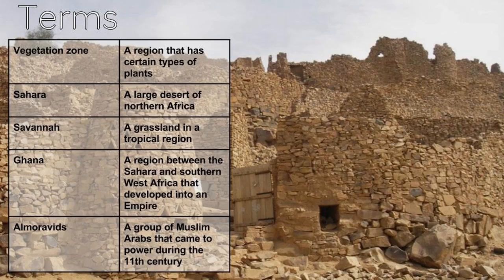All right, and as a reminder, you guys, you know you're going to have that podcast quiz tomorrow. So one more time, here are the vocabulary terms that you're responsible for. Vegetation zones, Sahara, Savannah, Ghana, and Almoravids.